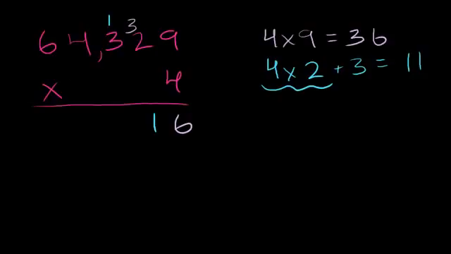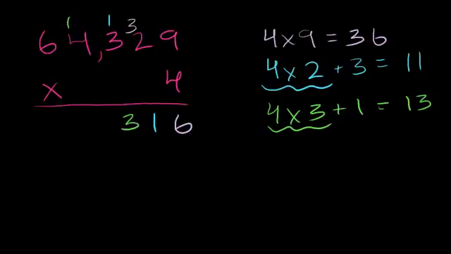Then you got 4 times 3. You got that 1 up there, so you're going to have to add that. 4 times 3 is 12, plus 1 is equal to 13. Then you have 4 times 4. You have this little 1 hanging out here from the previous multiplication, so you're going to have to add that. That's 16 plus 1, equal to 17. Stick the 7 down here. Put the 1 up there. We're almost done.